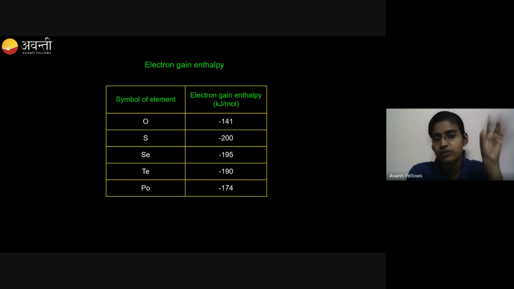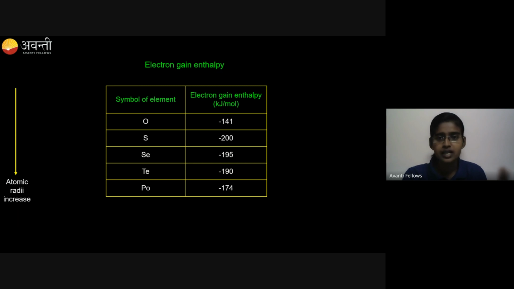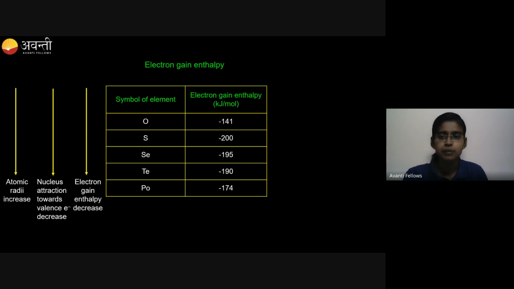Energy is released from the atom. So for all exothermic reactions, we give the negative sign. That negative symbol denotes the exothermic property. So you don't have to look for it. Just see the numbers alone. The numbers, if you can see, with the exception of sulfur, for the remaining elements the values are decreasing. Atomic size is again inversely proportional to electron gain enthalpy. If the atomic size increases, attraction between the nucleus and the valence electron decreases. So electron gain enthalpy also decreases.